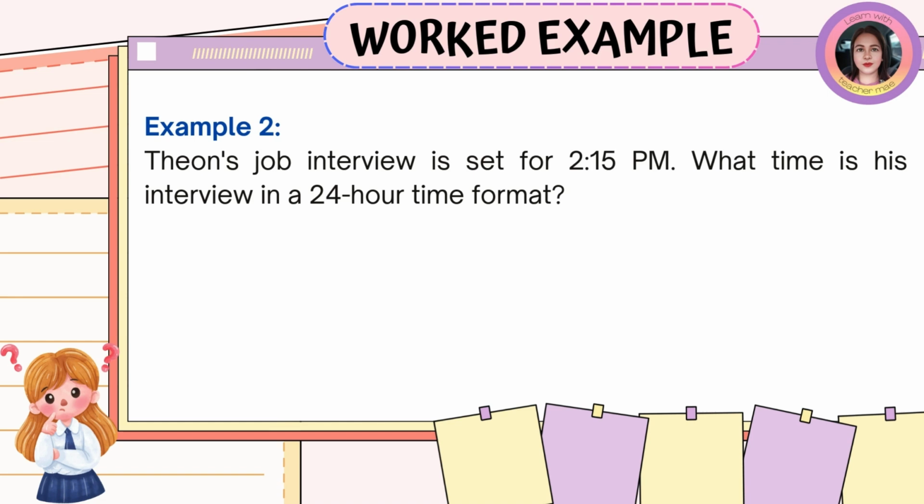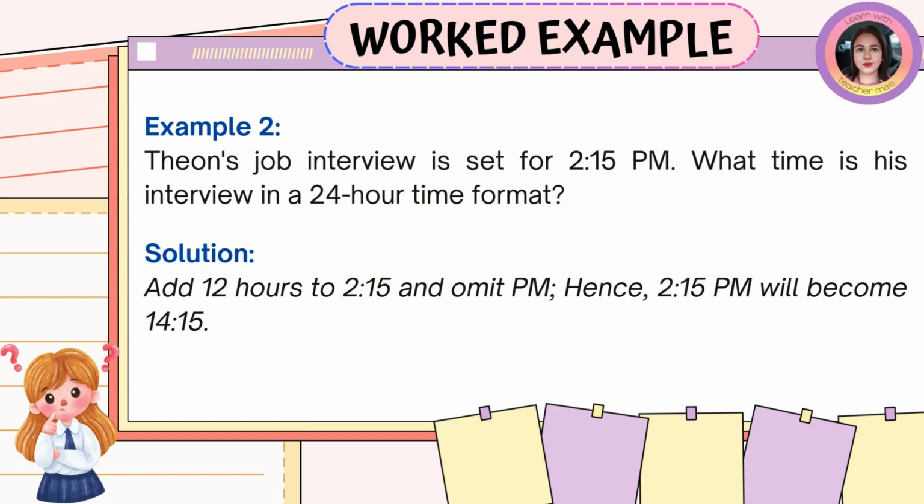Example number 2, Theon's job interview is set for 2:15 p.m. What time is his interview in a 24-hour time format? Solution: add 12 hours to 2:15 and omit p.m. Hence, 2:15 p.m. will become 14:15.